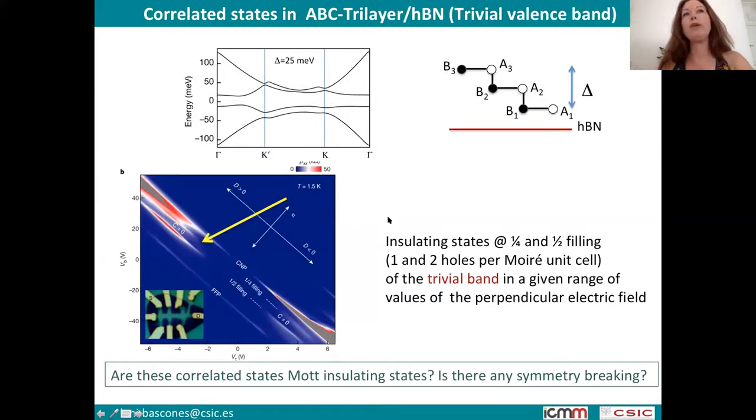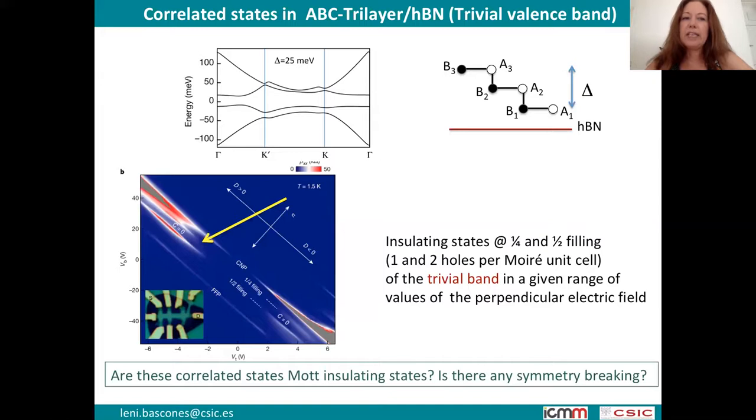The situation I'm going to focus on is the case in which the bands are trivial. In particular, it was observed that there are insulating states at both quarter filling and half filling. This means one hole, doping from here, or two holes. Two holes is half filling because we have these two valleys. From the very beginning, there has been the question of whether these states are correlated Mott insulating states, and what kind of symmetry breaking one can expect.